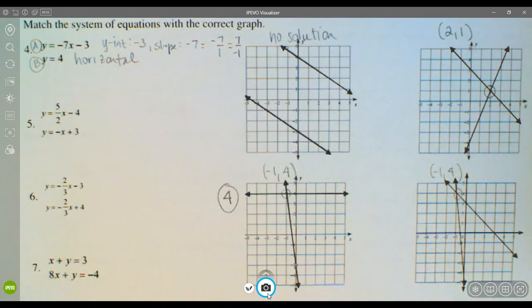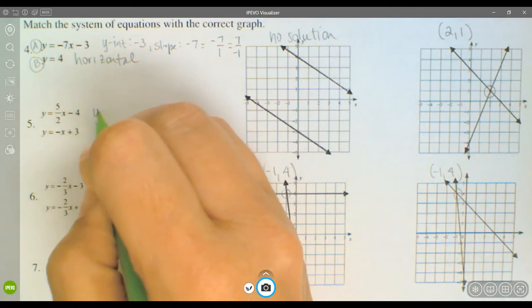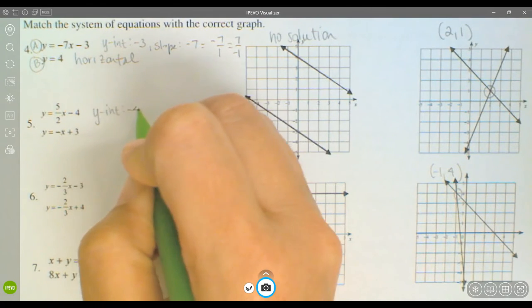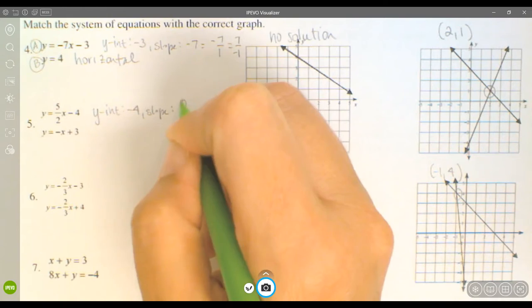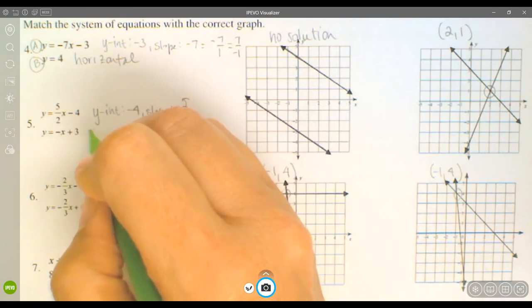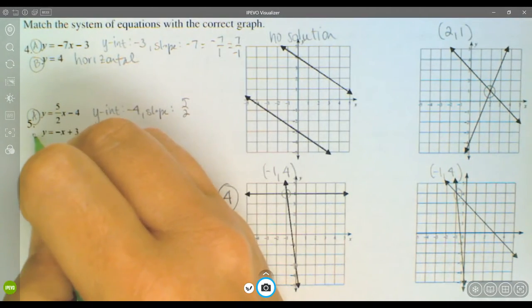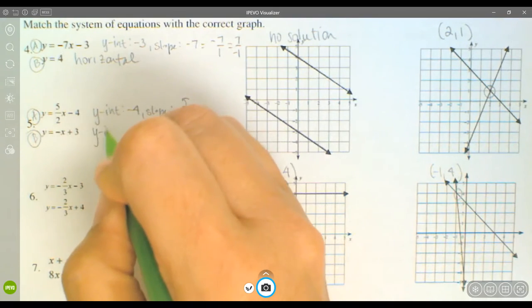All right, so for number 5, my y-intercept is -4. My slope is 5/2. For equation B, my y-intercept is 3.